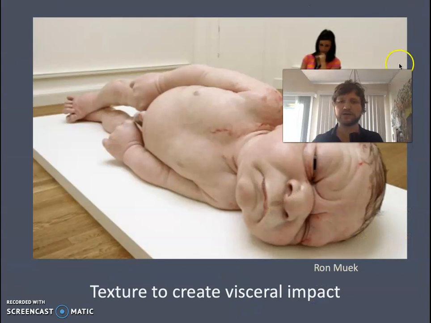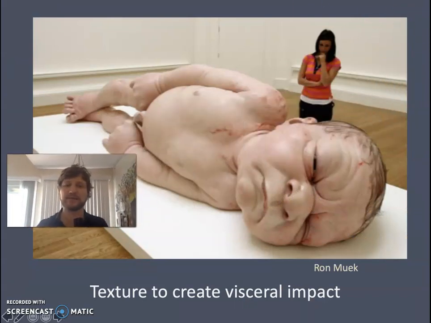Okay, you can also create a visceral impact. This is a sculptor named Ron Mueck, and this baby feels very real. It's a huge baby, of course, bigger than your average baby. But the hair looks like hair and the skin looks like skin. So all those textures work together to create something really visceral.